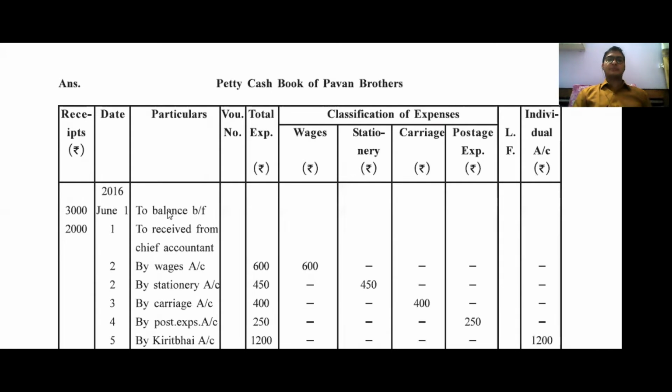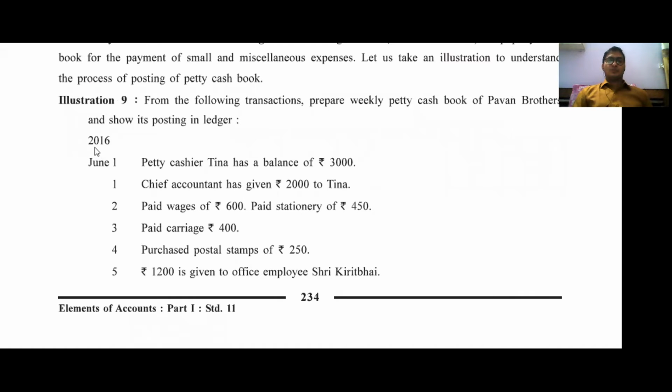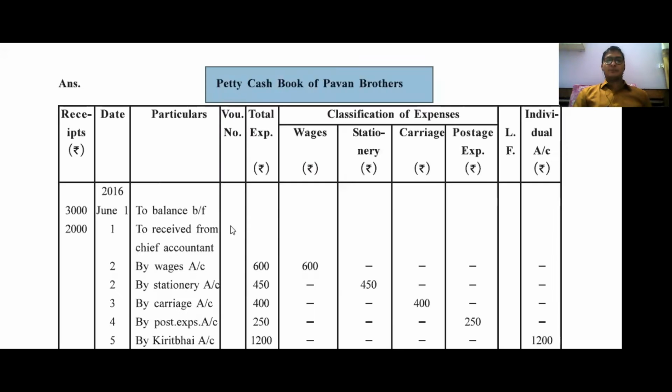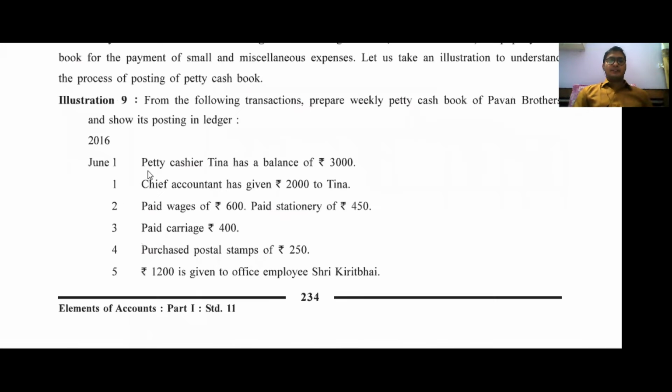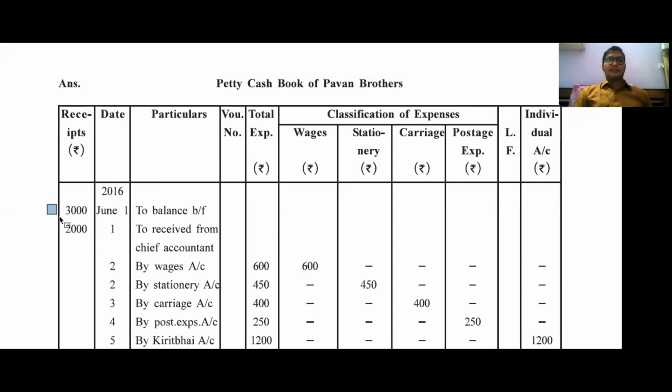Got it? Now here it is the petty cash book of Pawan Brothers. First of all, on 2016 June 1, petty cashier Tina has a balance of 3000. The name of the cashier is Tina, and it is an opening balance, balance brought down, amount 3000. Then the chief accountant has given 2000 to Tina, so there is an addition to the opening balance, received from the chief accountant, 2000 rupees.